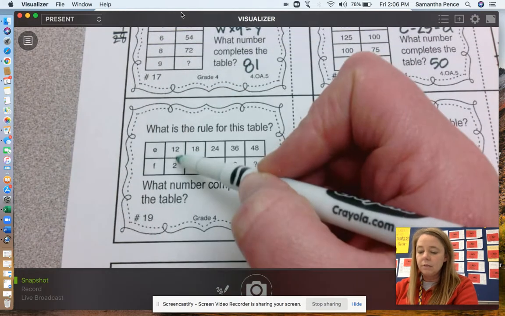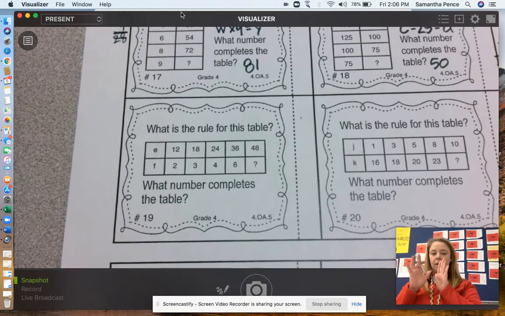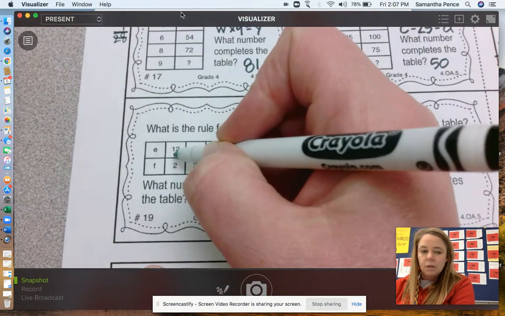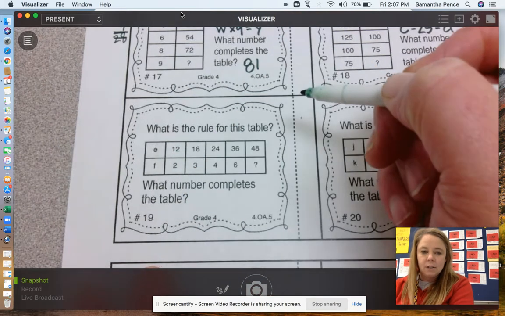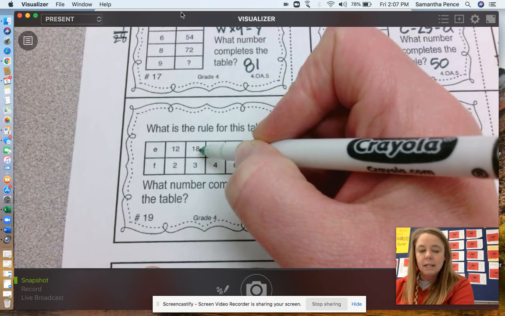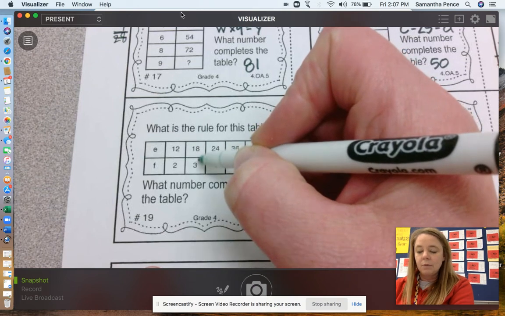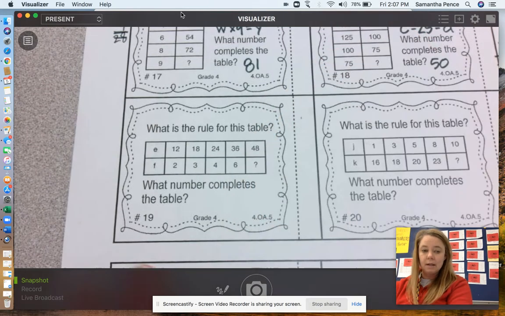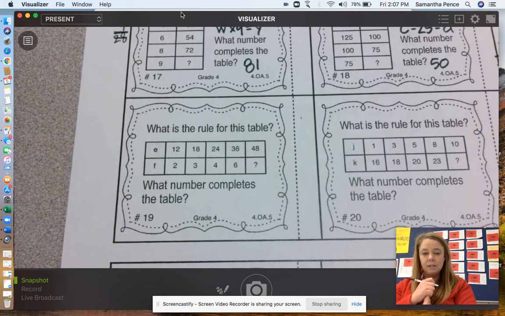So I'm going to take 12 and I'm going to think, well, what would happen in order for 12 to become 2? What would I need to subtract? And I would need to take away 10. So 12 minus 10 is 2. Well, I have 18. Let's see if that would work for that. 18 minus 10 would be 8, right? And 24 minus 10 would be 14. So it's not going to be subtracting by tens. So if it's not subtracting, then I'm going to guess it is dividing.